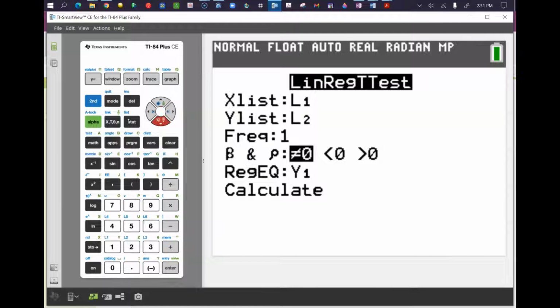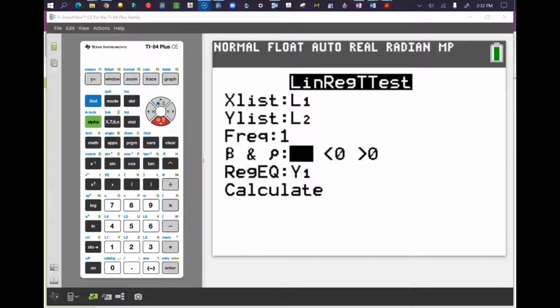Our alternative hypothesis, you'll see that beta and rho. Basically, beta is the slope of the population line of best fit, and rho is the correlation for the population relationship between the two variables. If the slope is 0, then rho is 0. But you don't have to be concerned about rho. Just think about it in terms of the population slope.